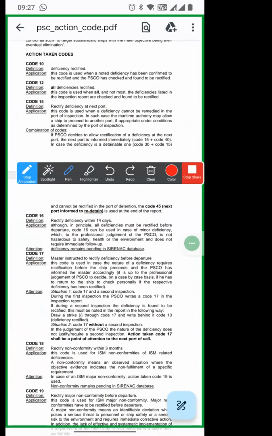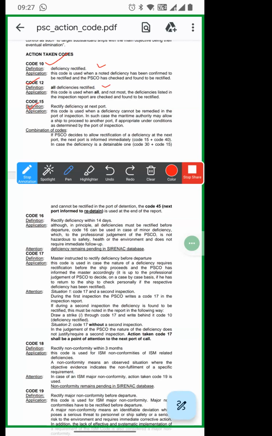Whenever we rectify an individual deficiency, that will be mentioned in code 10. Code 10 में deficiency rectified. When we rectify all the deficiencies, then code 12. Code 12 means all deficiencies rectified. Whenever we get a deficiency which needs to be rectified at the next port of call, the PSC will mention code 15 in their inspection report. Code 15 का मतलब है you will have to rectify that deficiency at next port.